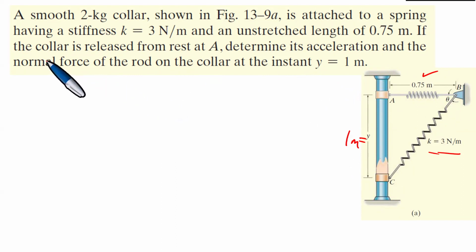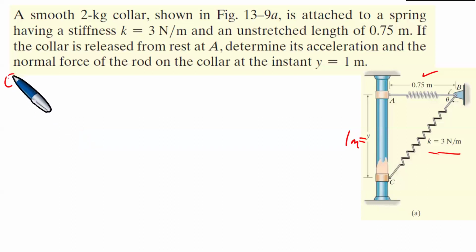If the collar is released from rest at A, determine its acceleration and the normal force of the rod. Okay? If it's released, it goes down like this, and the spring stretches. So we need to determine its acceleration and the normal force of the rod on the collar at the instant y equals 1 meter. Let's see this one.